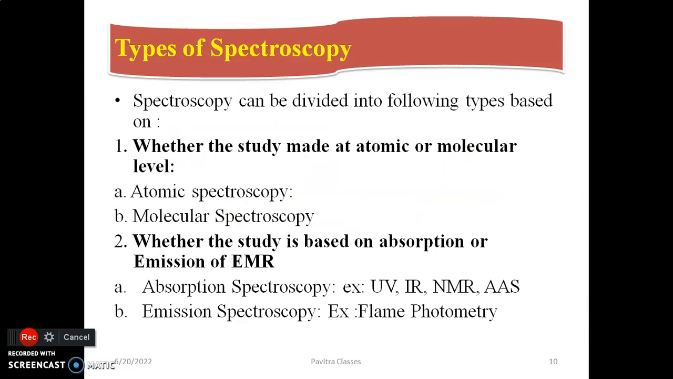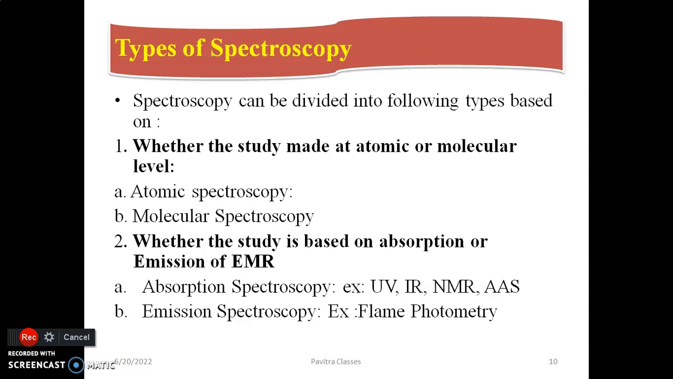Next are the types of spectroscopy. Spectroscopy can be divided into types based on how it is measured. Whether the study is made at the atomic or molecular level, the classification is atomic spectroscopy and molecular spectroscopy. Atomic examples are X-rays and gamma rays. Molecular examples are IR and NMR.